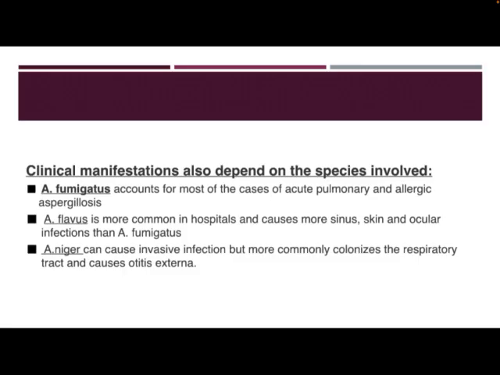So what are the three species? Aspergillus fumigatus, which causes acute pulmonary and allergic aspergillosis. Aspergillus flavus, which is seen in hospital infection. And Aspergillus niger, which commonly causes invasive infection in human beings, characterized by respiratory tract infection and otitis externa.